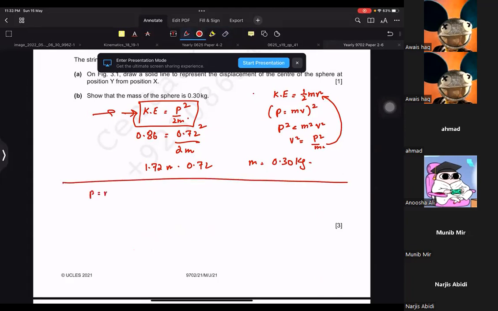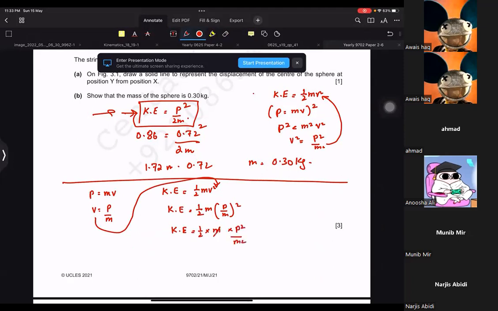So momentum is equal to mv. Kinetic energy equals half mv squared. So v is p over m. Now you replace this right here. Kinetic energy will be half times m times (p over m) whole squared. So kinetic energy now will be half times m times p squared over m squared. The m cancels out, so kinetic energy is equal to p squared over 2m. Okay, write it out, please.